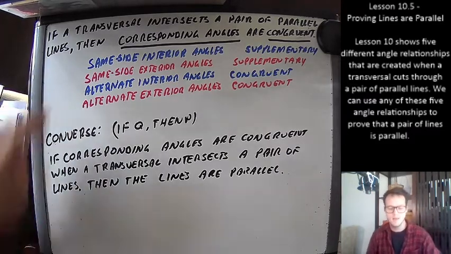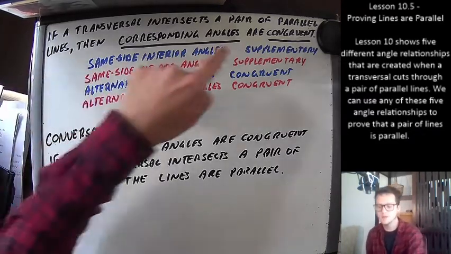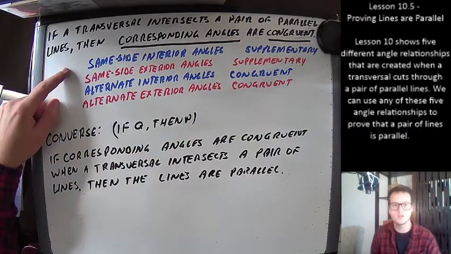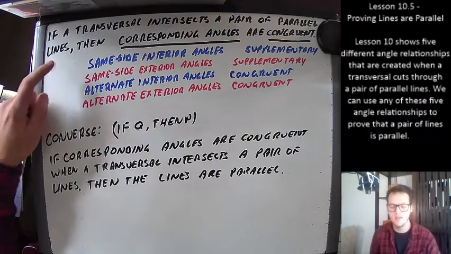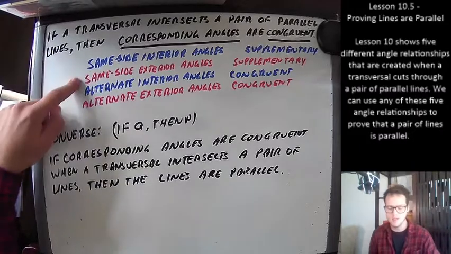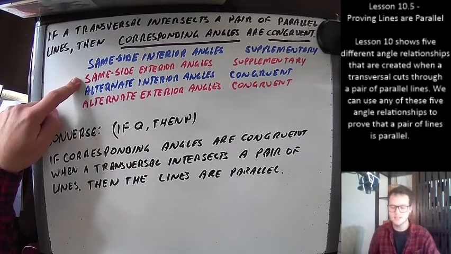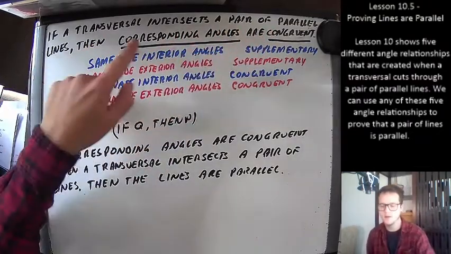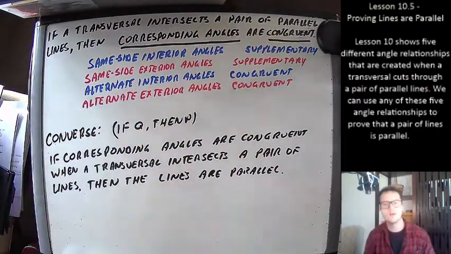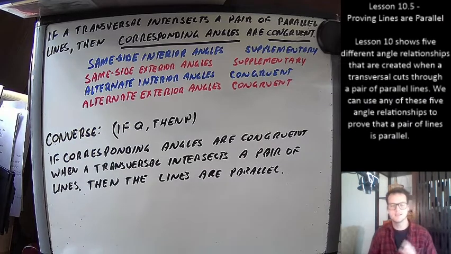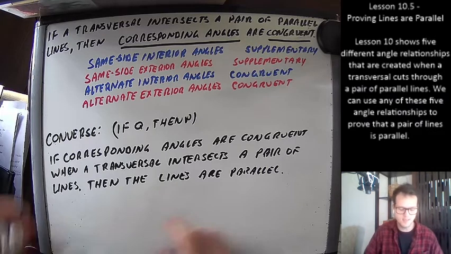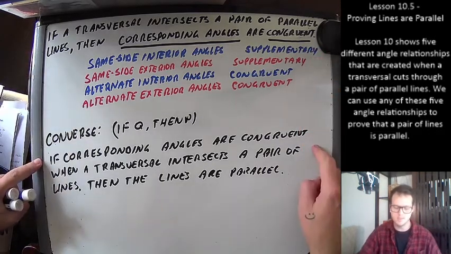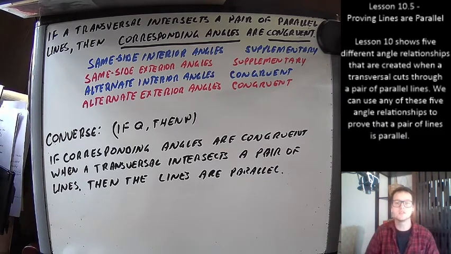So you can say, if same side interior angles are supplementary when a transversal cuts through two lines, then those two lines are parallel. Same thing here. If same side exterior angles are supplementary when a transversal intersects a pair of lines, then those lines are parallel. So you'll see it is if Q then P, it is the converse, although it feels a little awkward because we're using some of the same language in the hypothesis for both of these statements. But notice that the meaning itself doesn't change.